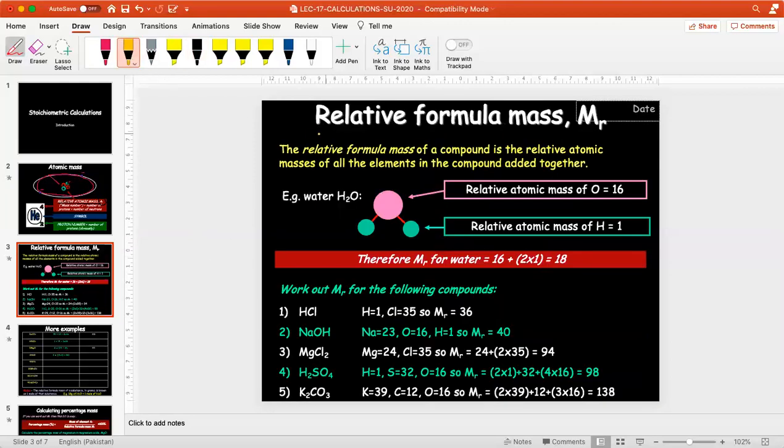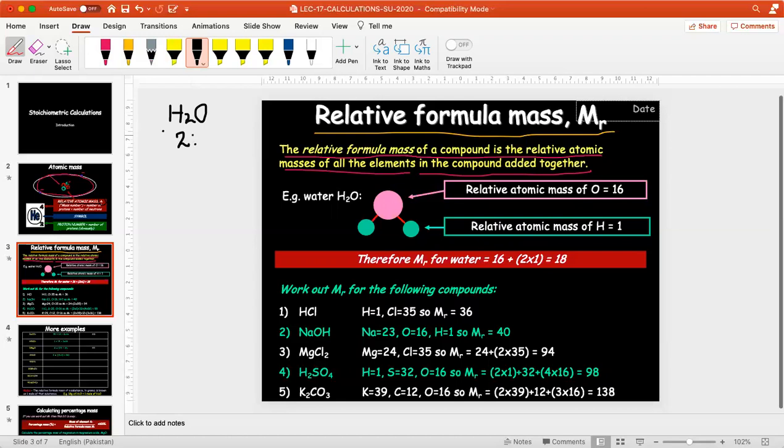Now the target is how to calculate the relative formula mass, which is known as MR. The relative formula mass of a compound is the relative atomic masses of all the elements in the compound added together. Now let's do an example to understand these two lines. First we will calculate the MR of water, H2O. First of all, you calculate the ratios. Ratio is 2:1. 2 atoms of hydrogen.